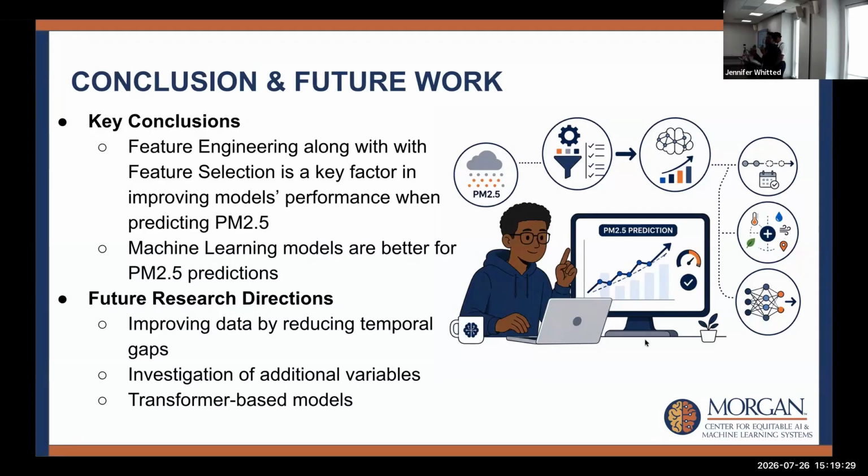We also want to use additional variables. Although we use a lot of variables, there are things like PBL layers or even wind direction that could be used to help predict PM profiles. We haven't used them. We want to explore how those can help our models better predict PM profile concentration. Also, we use deep learning and machine learning models. However, we do not use transformer-based models, and we would like to see how they may perform under the Washington area environment.